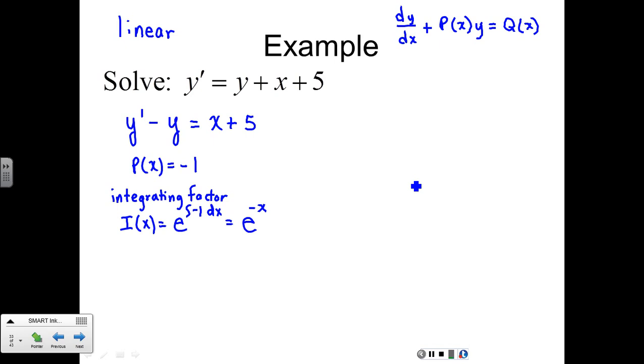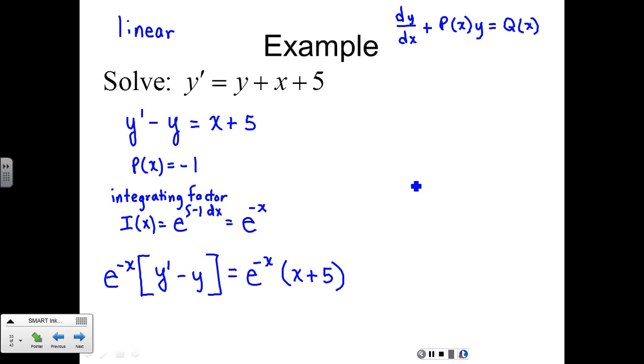Okay? So what we're going to do is multiply both sides by it. So e to the minus x times y prime minus y equals e to the minus x times x plus 5. This is a beast of a problem right here.